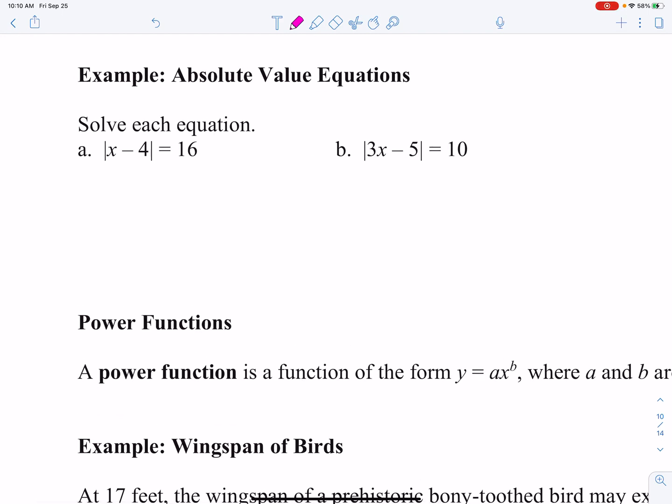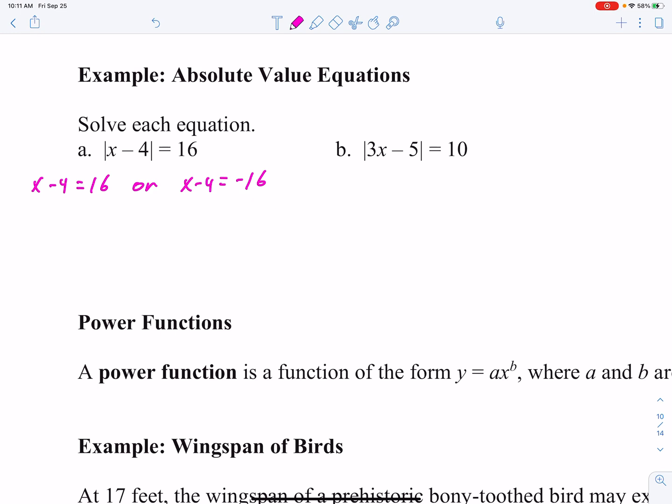Let's see. So this is how you solve absolute value equations. So first thing we're going to do is we're going to drop the absolute value bars and represent what's on the other side of the equal sign as both a positive and a negative. In other words, we're going to do this. We're going to say x minus 4 equals 16, and then you have to write the word or there, or x minus 4 equals negative 16. This is how we solve these types of problems, absolute value. Drop the absolute value bars, and then represent both the positive and negative of what's on the other side.